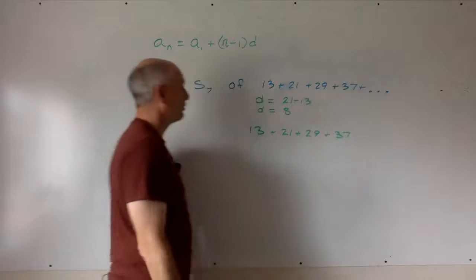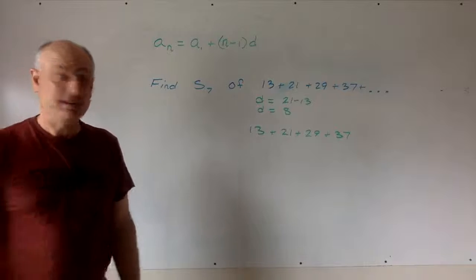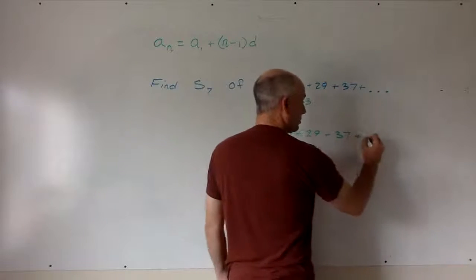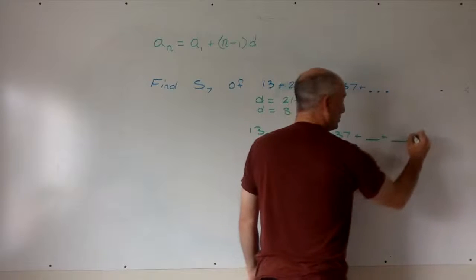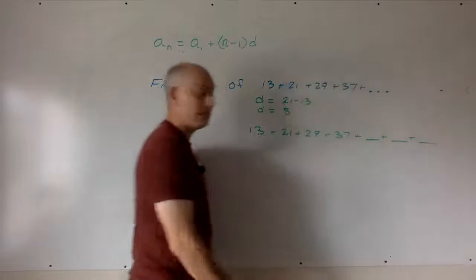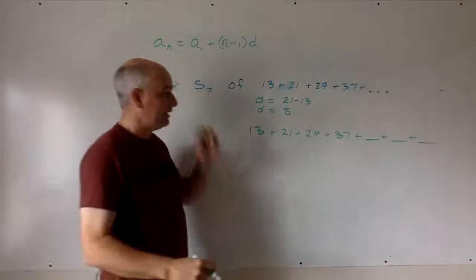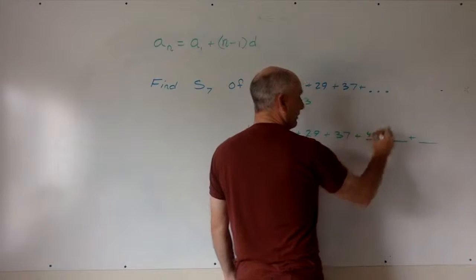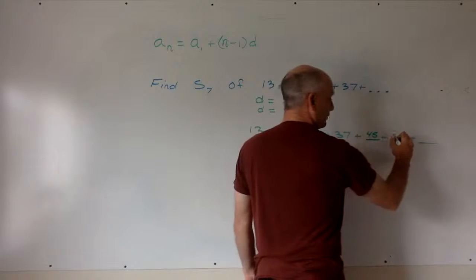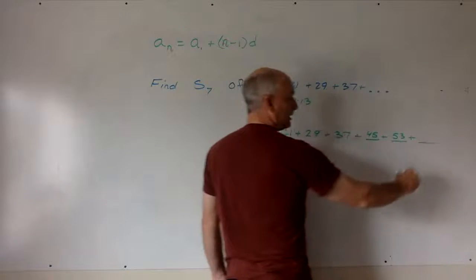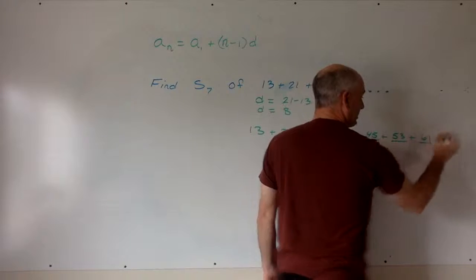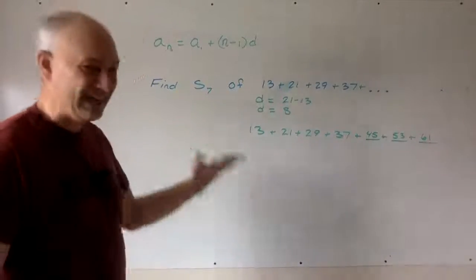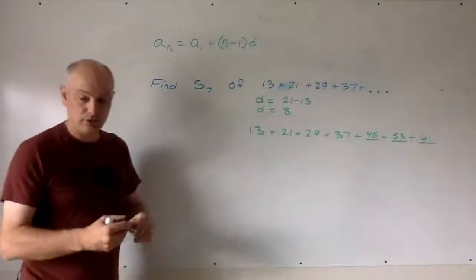There's a sub 4. We need to get all the way to the 7th term. So let's generate the last 3 positions. All right, now keeping in mind this goes on forever, we're only needing the first 7. So 37 plus 8 is 45. 45 plus 8 is 53. 53 plus 8 is 61. Now, we only have 7 terms here.